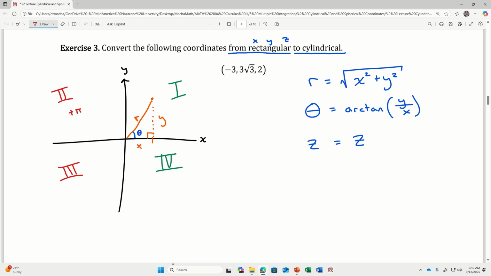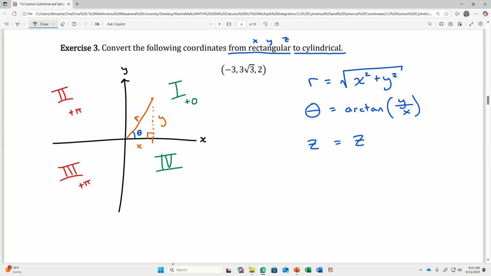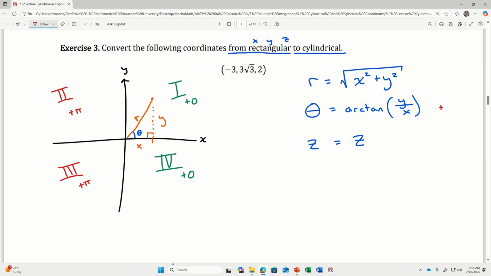If it's in quadrant 2, you have to add pi to your arctangent. If it's in quadrant 3, you have to add pi to your arctangent. If your point is in quadrant 1, you don't have to add anything. And if your point is in quadrant 4, you don't have to add anything. But if you end up on the left side of the plane, then you have to do the little add pi thing here in order to make that arctangent work.